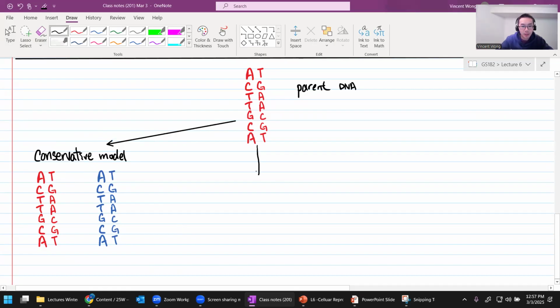Now, the second model that was proposed is called semi-conservative.